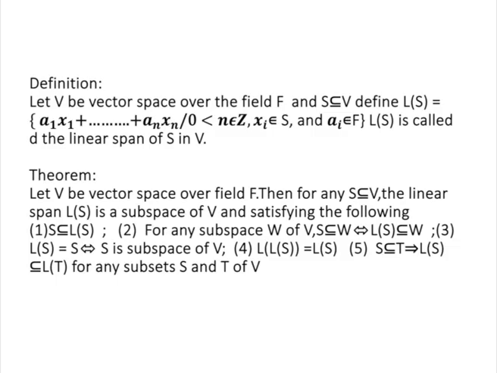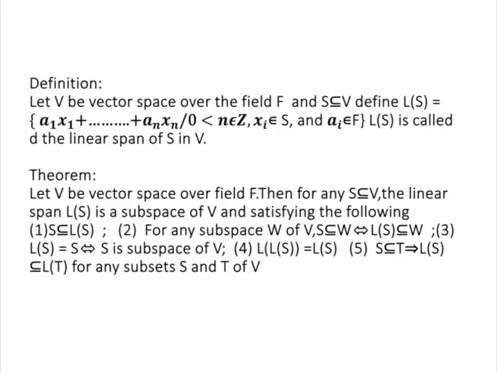Z is a set of integers. What are the integers? Both positive and negative together with 0 are called integers. So, L of S is called the linear span of S in V. Based upon this definition, we are proving one most important theorem.